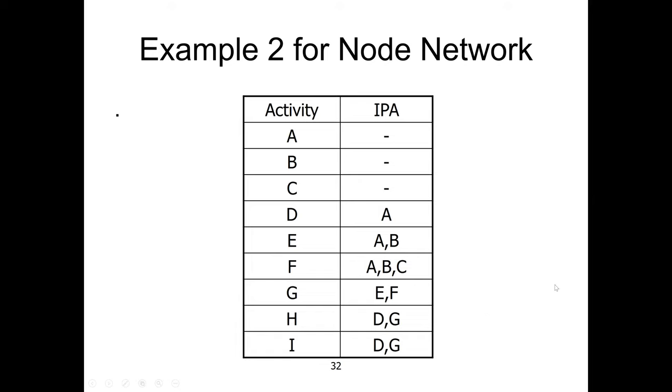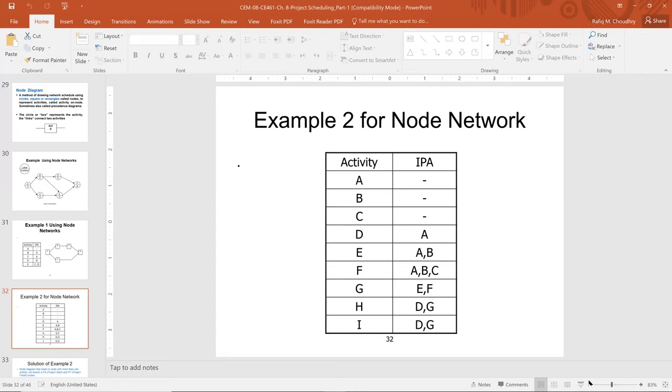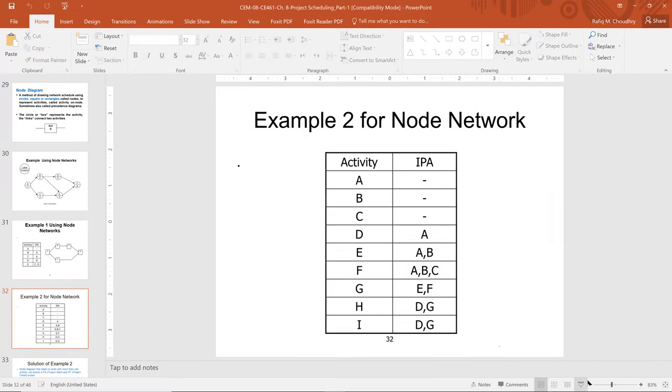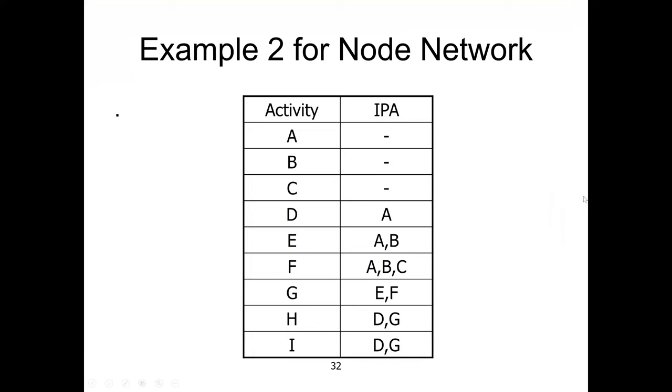There is the same list of activities as we used in the arrow diagram. The activities list is given: A, B, C, D, E, F, G, H, I. And then the IPA list is given. Activities A, B, C have no IPA, and D is after A, E is after A and B, F is after A, B and C, and G is after E and F, and H is after D and G, and I is after D and G.